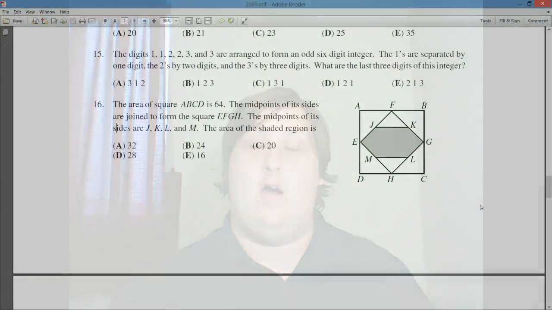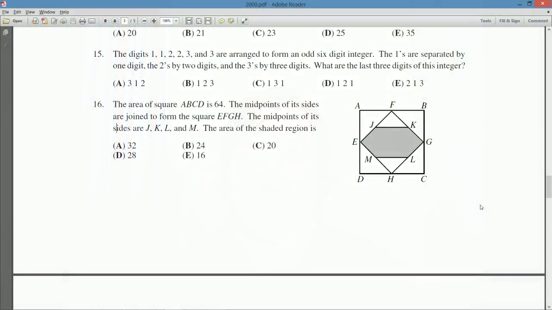Hello once again, everybody, and welcome back. We're on to question number 16 on the 2000 Pascal paper. So what does question 16 have for us?